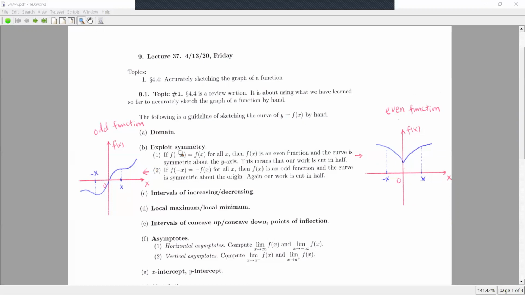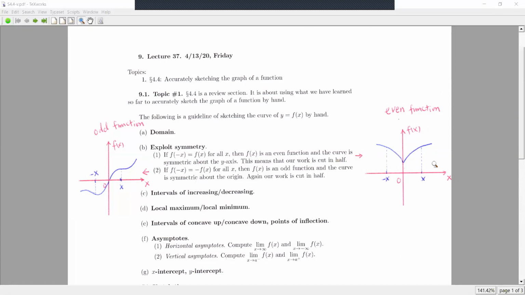Step 2, symmetry. There are two types of symmetry that we often consider. One is even function. What does it mean, even function? When the graph of the function is symmetric about the y-axis, for example, this case, then the function is called an even function.